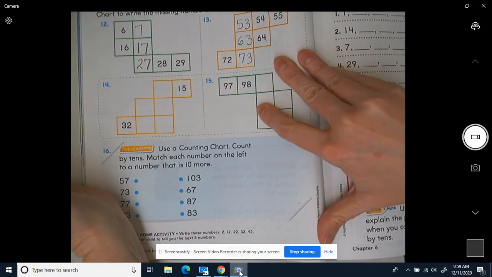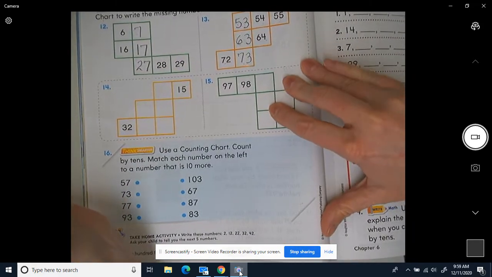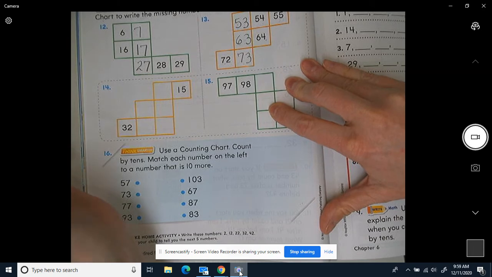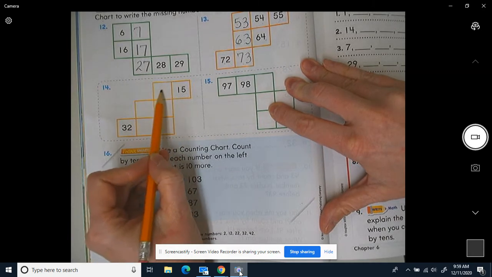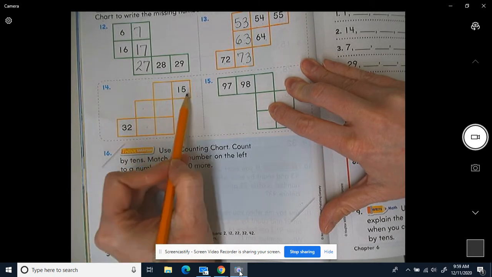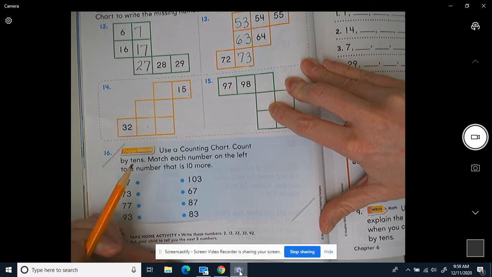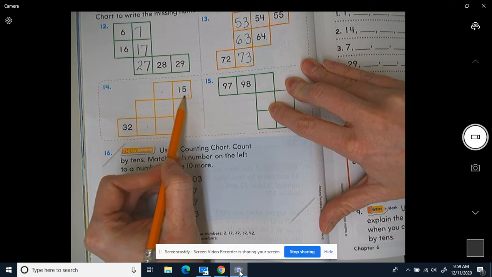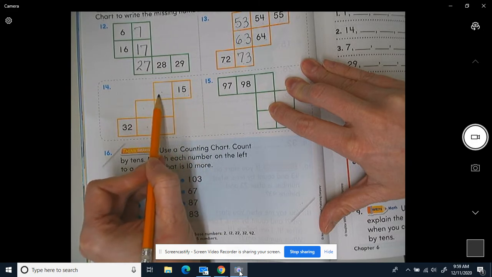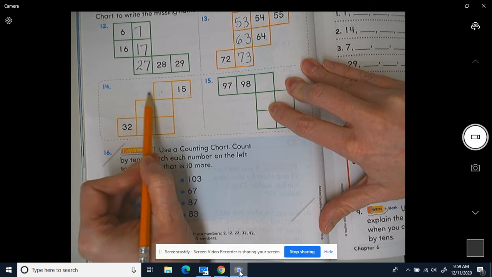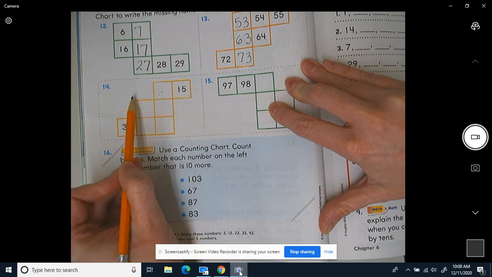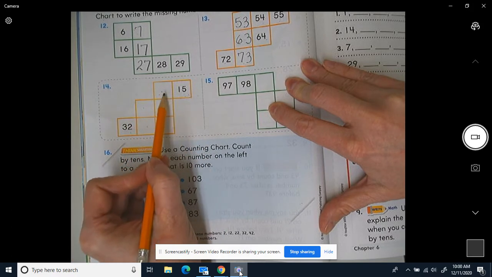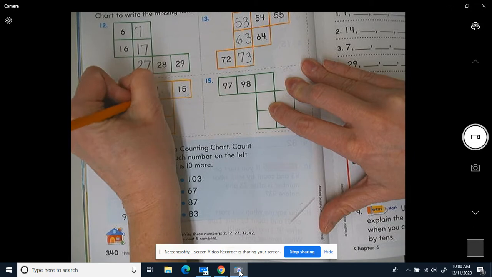Okay, number 14. These puzzles get more challenging as we go. So for this one, look at all these missing numbers. We only have 15 and 32. Well, to figure this one out, I'm going to have to think what comes before 15, because remember, we count by ones going this way. So what comes before 15? That would be 14, wouldn't it?